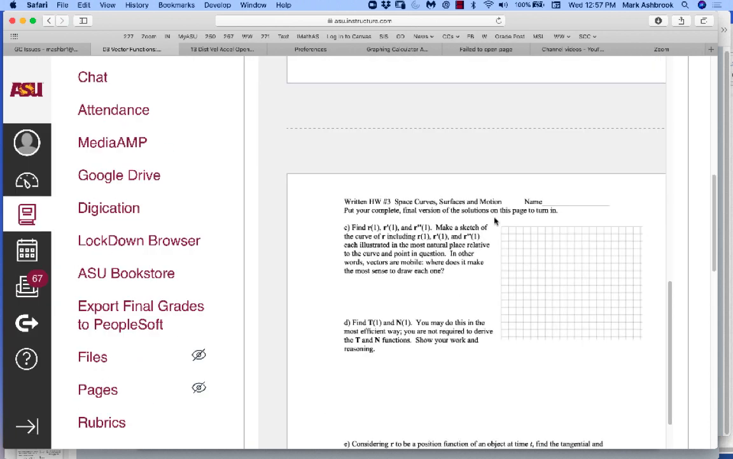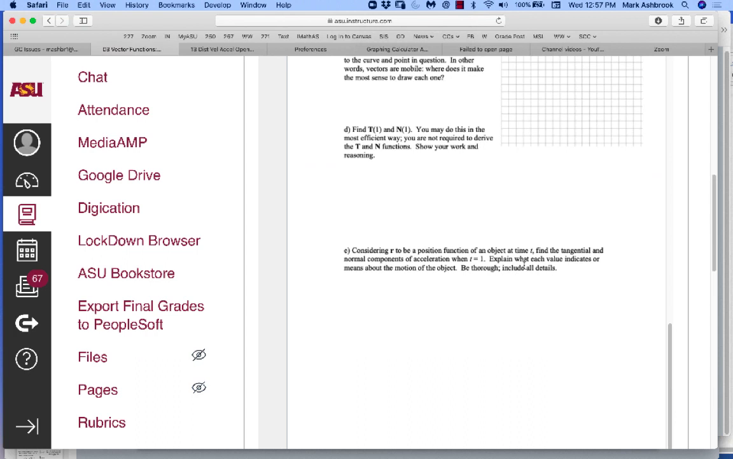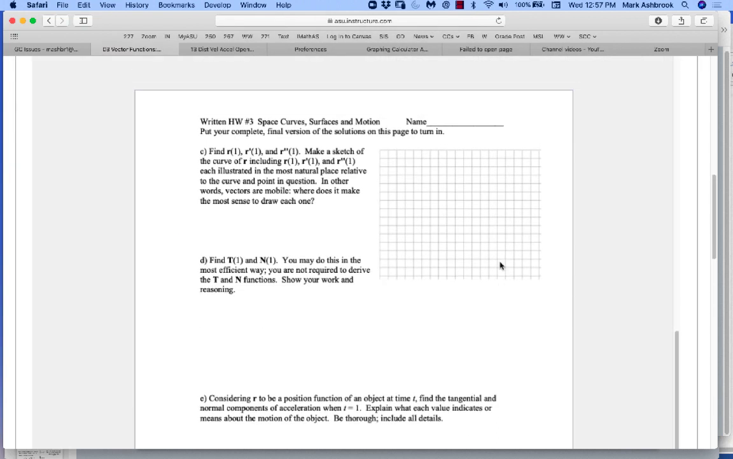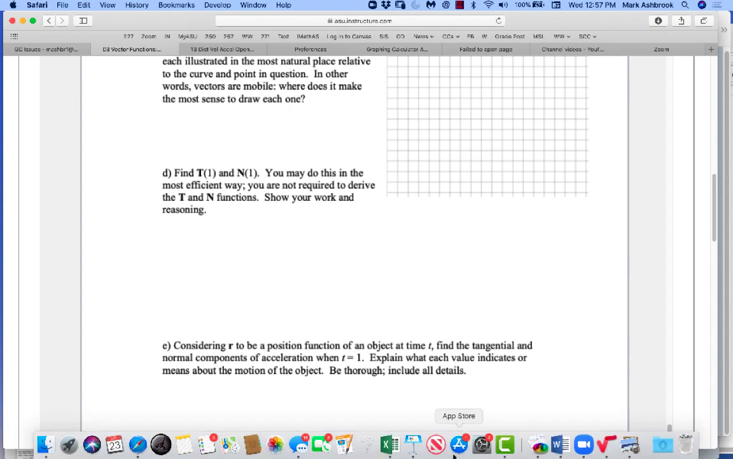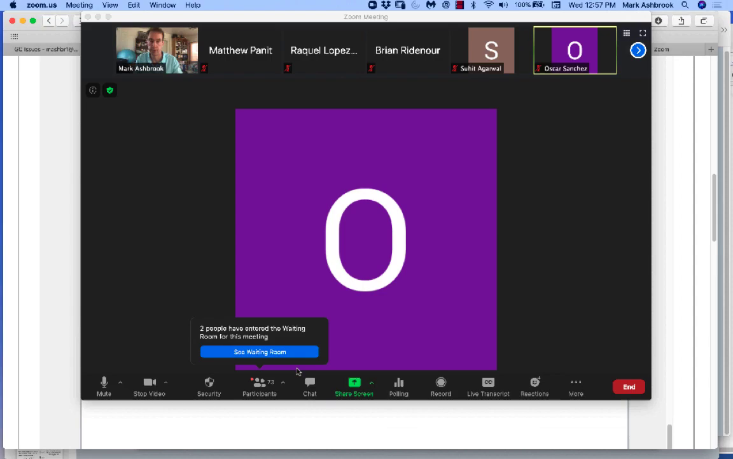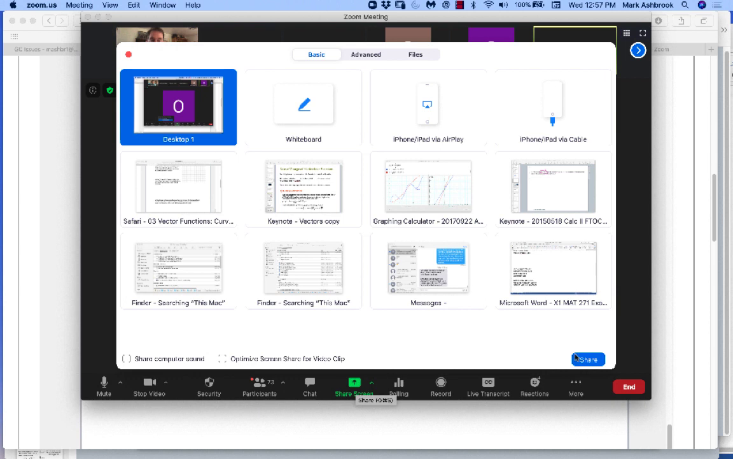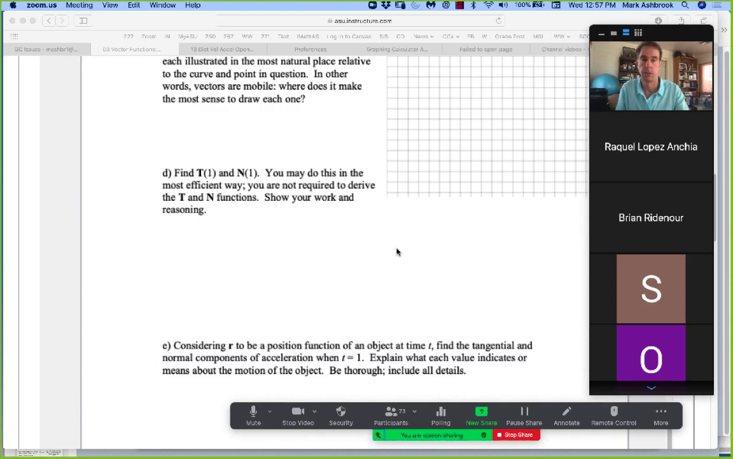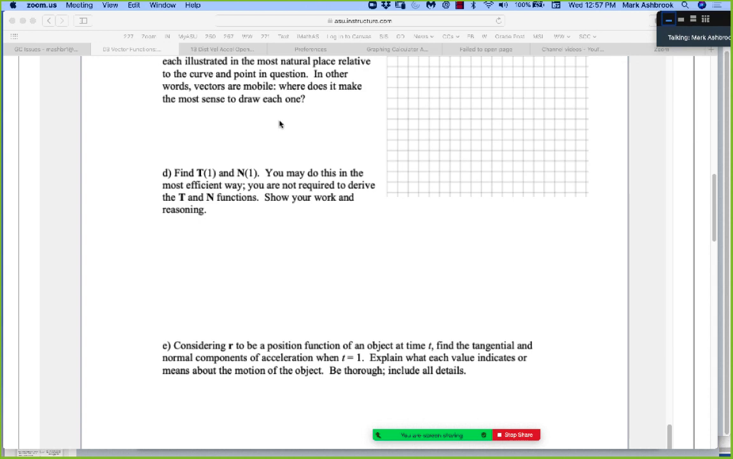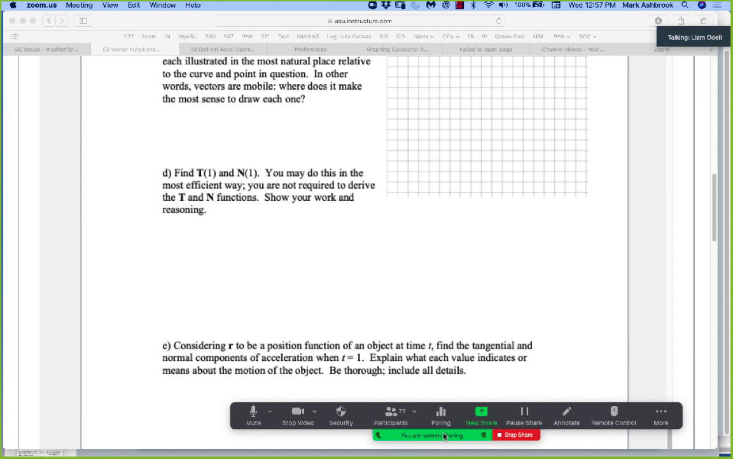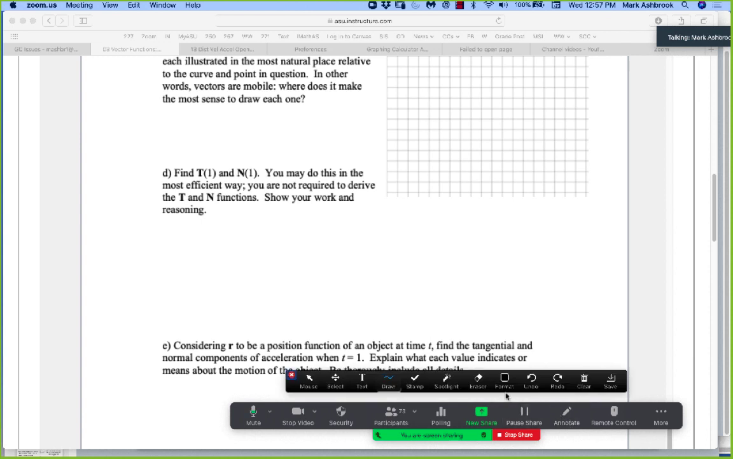Let's see, make that a little bigger there. Shoot. All right, that's good. I'm not sharing my screen. Let's see. Okay, can you see your homework here and my cursor moving around? Yeah. Very good.